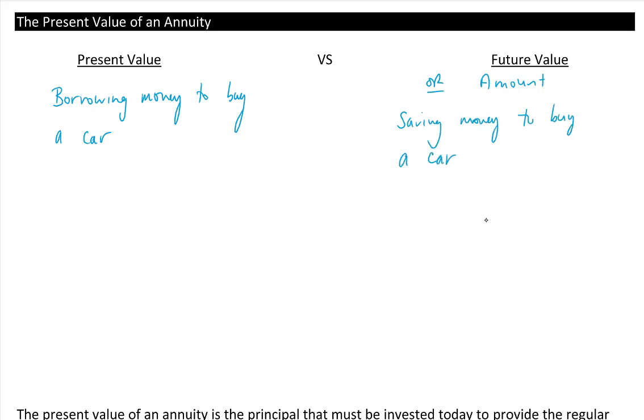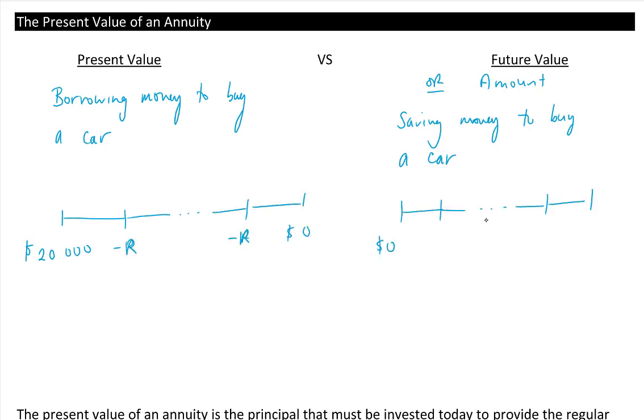So again, present value, you're going to borrow money, so you have an initial amount of money, and then you're going to slowly pay off that loan with interest. Versus future value, you put money into an account until you reach your goal. So notice from my diagrams, let's say the car costs $20,000, or that's the loan that I need. I'm going to slowly pay it off for several months or years until I reach zero. Versus future value, I'm starting with zero, I'm slowly putting in money until I reach my goal of $20,000.